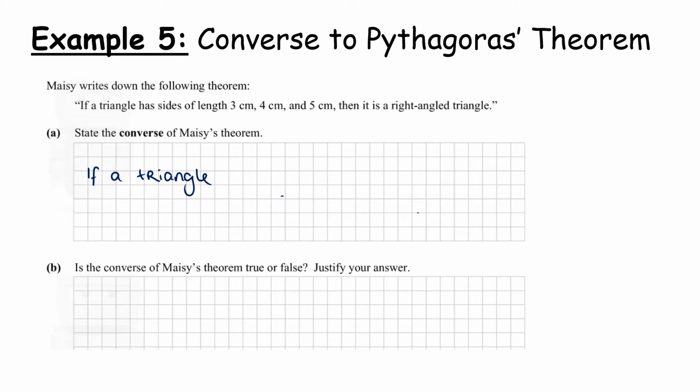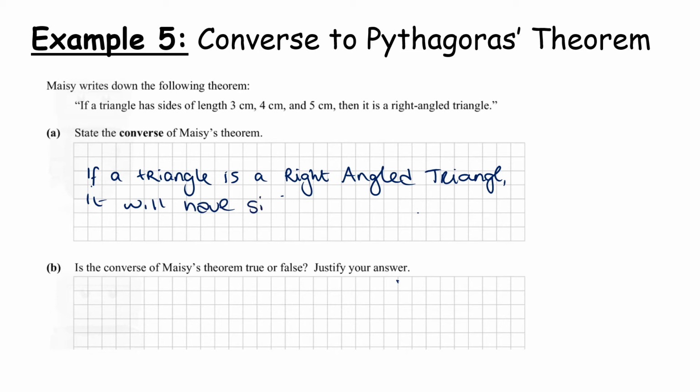So if a triangle is a right angle triangle, it will have sides of length 3 centimeters, 4 centimeters, and 5 centimeters.